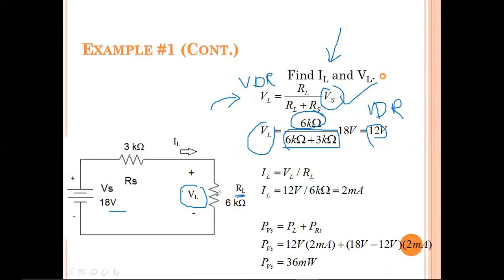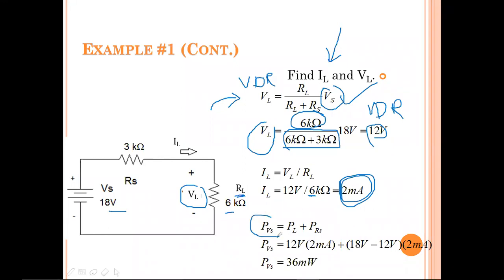So here I found VL, and now I am going to find IL. The formula is IL equals VL by R. VL is 12 volts and R is 6 kilo ohms. Then the value will be 2 milliamps. Hope it is clear. Then we can find Vs also.